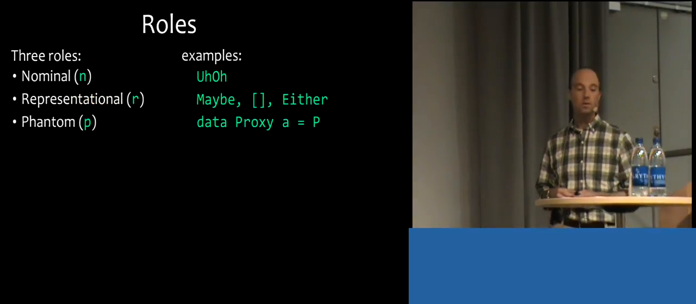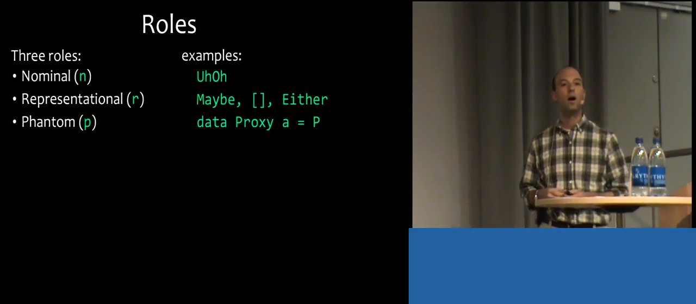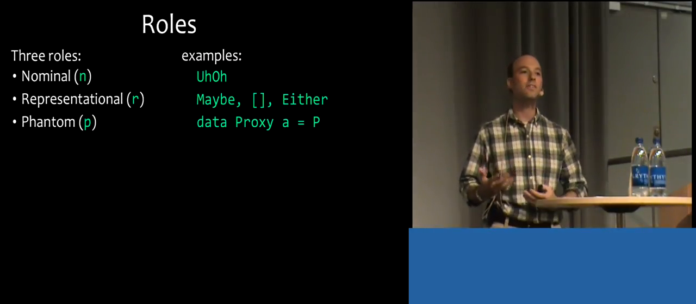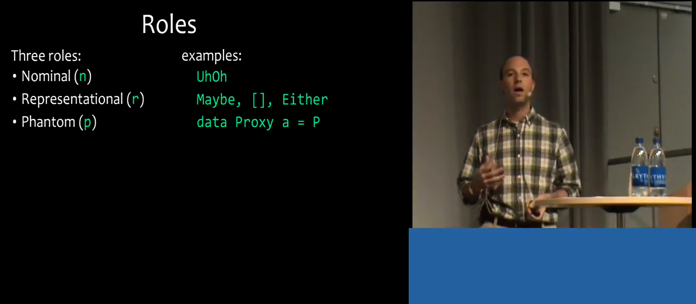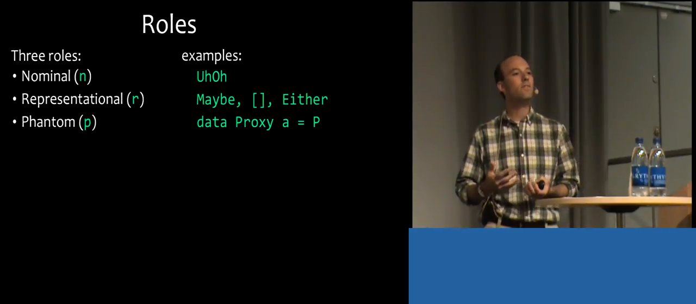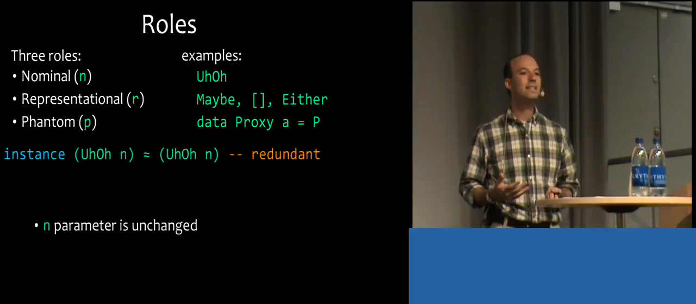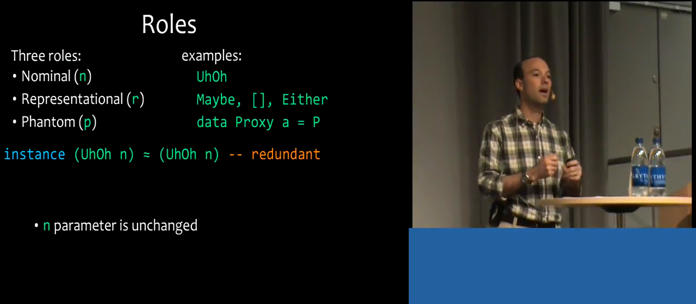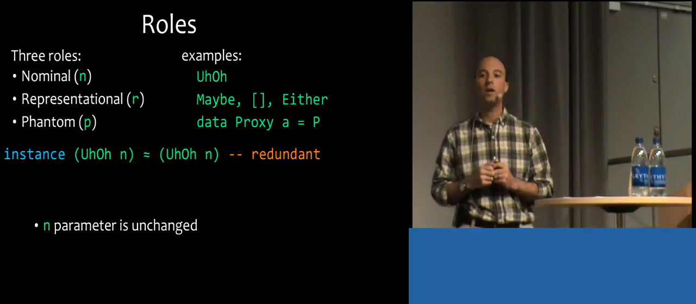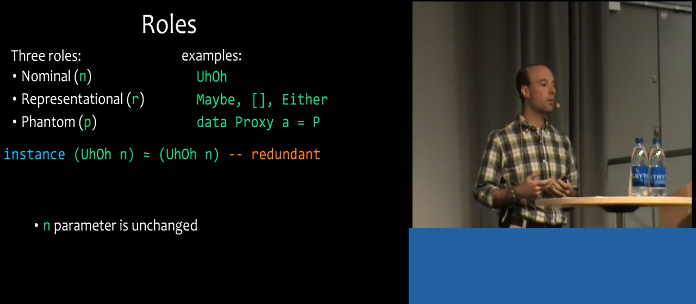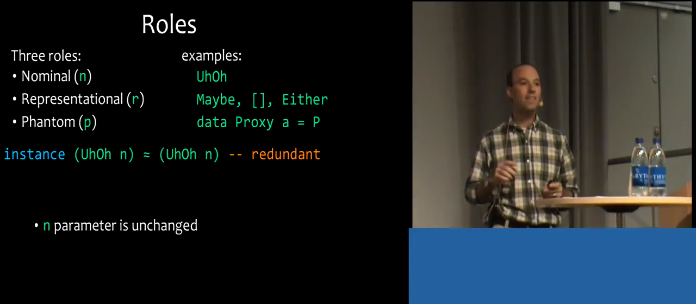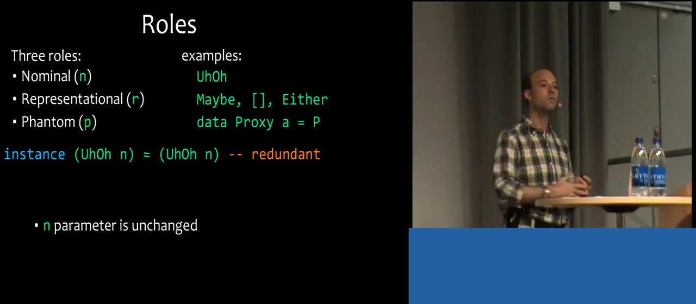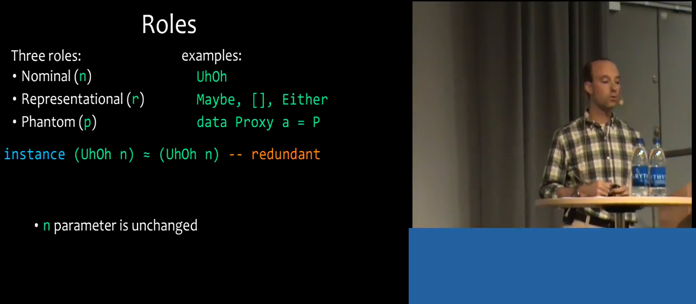So we have three roles available: nominal, representational, and phantom. The idea behind these is that this says how that type parameter is used in the definition of a data type. An example of nominal is Uh-oh. What it means to have a type parameter with a nominal role is that the type parameter is used in a way that its name matters. It matters whether we say Uh-oh of String versus Uh-oh of HTML. Accordingly, the lifting instance for a nominal parameter will look something like this. We see that the type variable n is the same on both sides of the instance. In this case, it's redundant with reflexivity, but if we had multiple parameters, there might be other parameters that are treated differently.